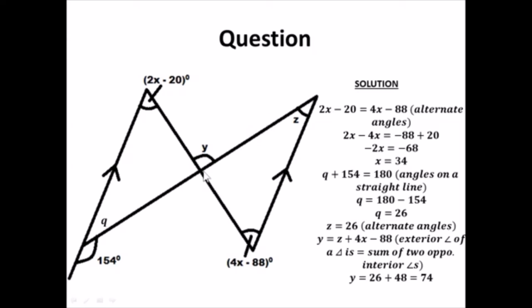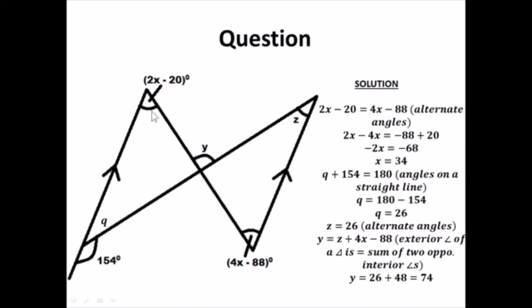Then that means you have two lines of transversal as far as this question is concerned. We are given that this angle here is 2x minus 20 degrees. This angle here is 154 degrees. This angle Q here, you have to find angle Q. You have to find angle Y. You have to find angle Z. Then you are given this angle here as 4x minus 88. So there's a need for us to first of all find the value of x, so that we can know the total angle that is here, and the total angle that is here, because we don't know yet.